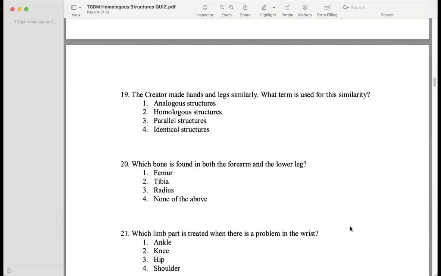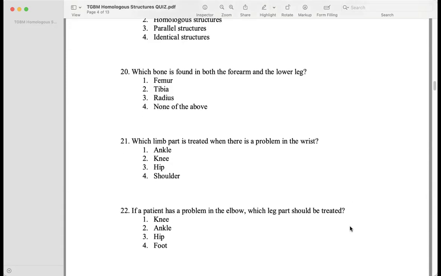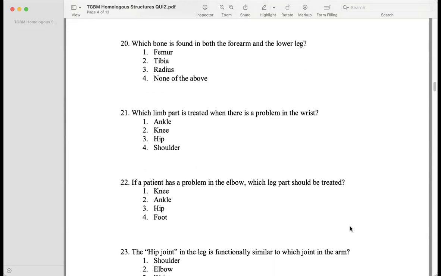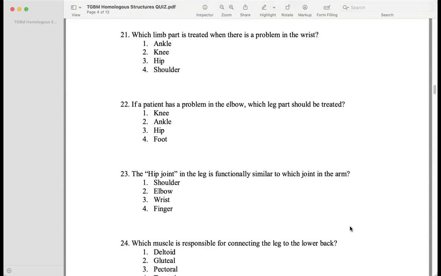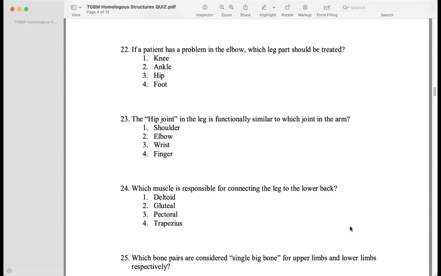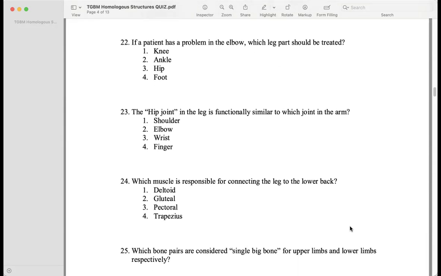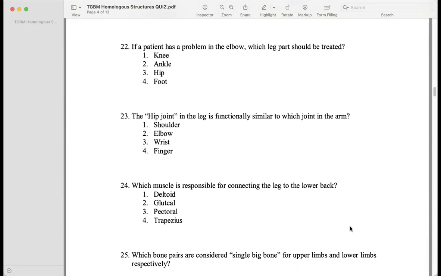What term is used for this similarity? Homologous structure. Which bone is found in both the forearm and the lower leg? None of them. Okay. Which limb part is treated when there is a problem in the wrist? Ankle. Yes. Too late, you have to be fast.